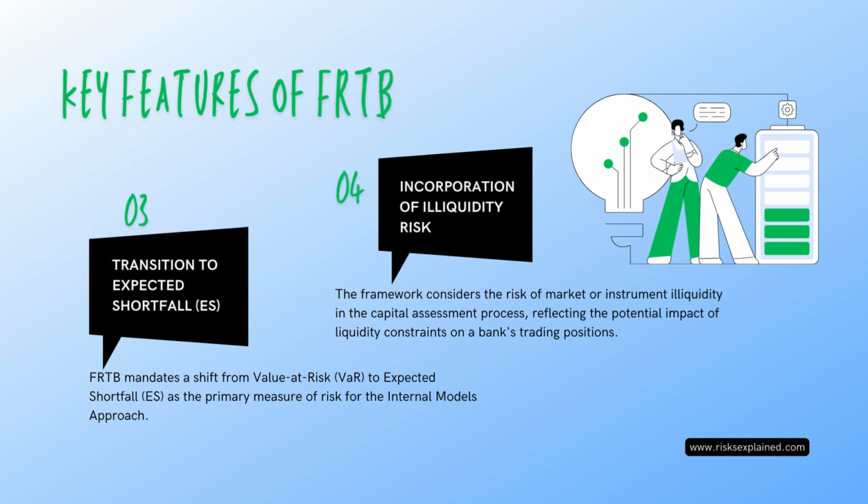Transition to expected shortfall. FRTB mandates a shift from value at risk to expected shortfall as the primary measure of risk for the internal models approach. ES captures the tail risk of extreme events more effectively, providing a more comprehensive assessment of market risk.